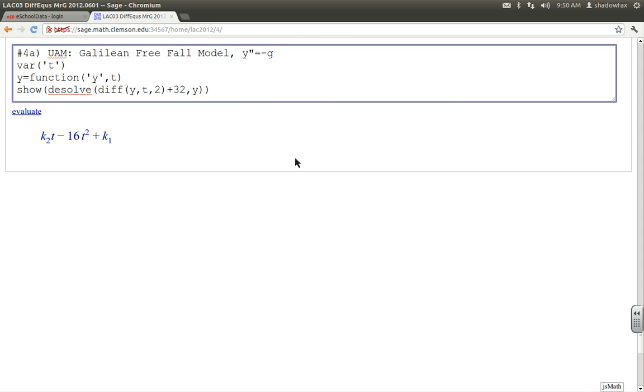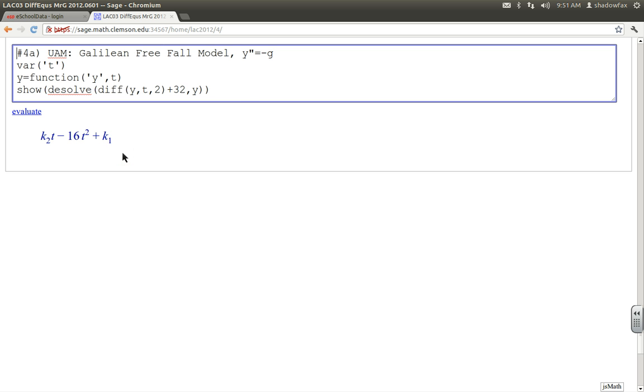Does that sound familiar? Negative gt squared over 2 plus v0t plus y0. Does that sound familiar? Okay. No? You never solved the Galilean freefall model? We did it in class. Yes. Okay. All right, so that sounds right, except it's not in standard form. I don't know why. That's weird.